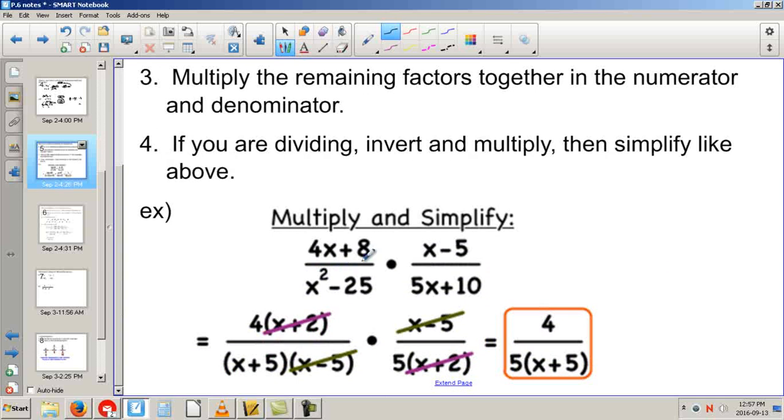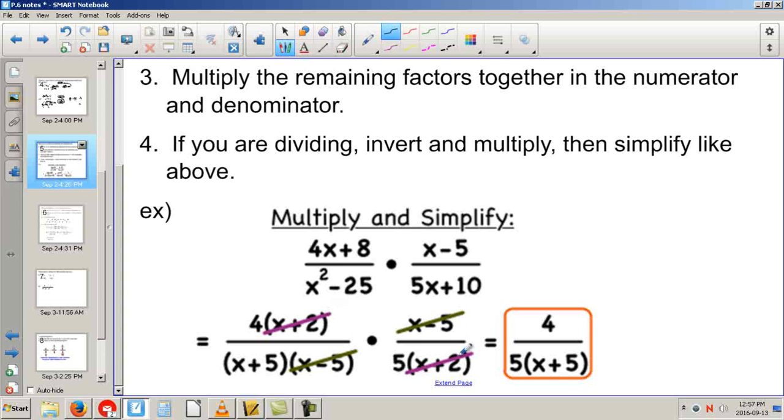Okay, 4x plus 8 over x squared minus 25 times x minus 5 over 5x plus 10. If I factor out what's common here, which is a 4 times x plus 2. The bottom, it's a difference of squares, x plus 5, x minus 5. The top, it's just x minus 5, that didn't change. The bottom, they both have a 5 in common, so I pull the 5 out, and I'm left with x plus 2.